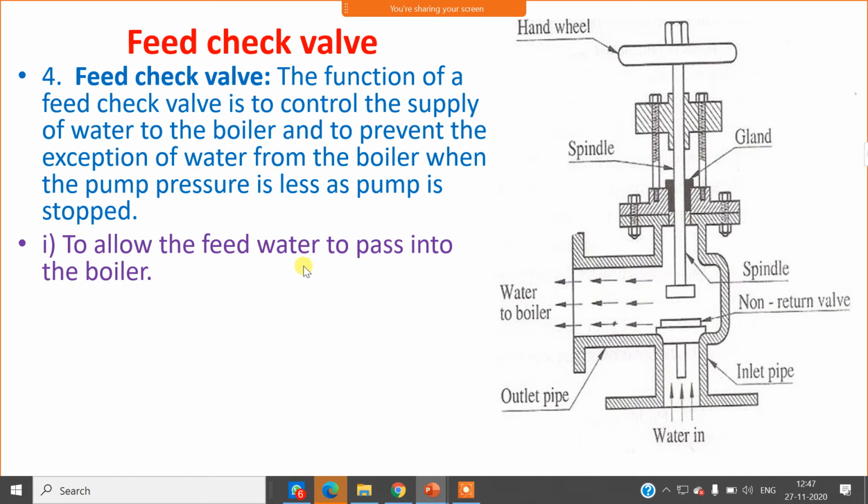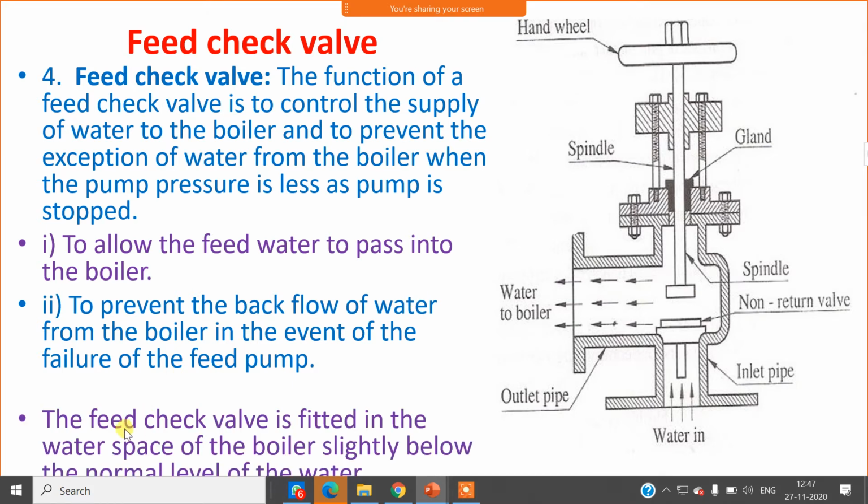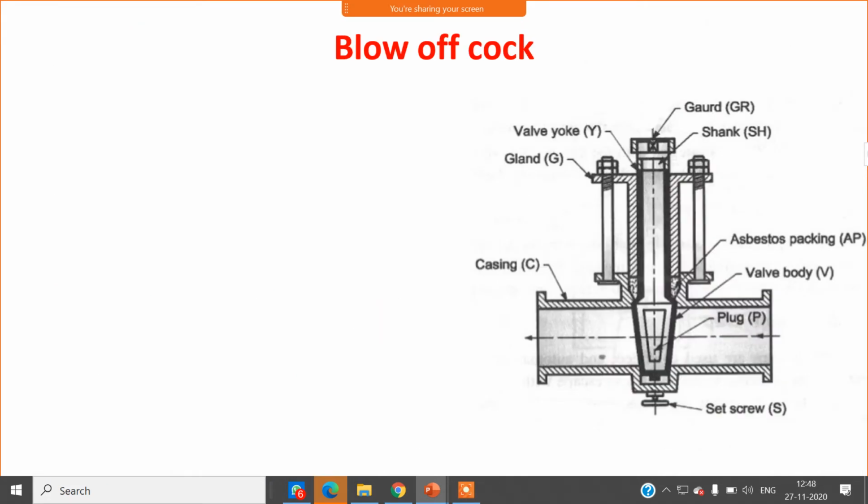It allows the feed water to pass into the boiler and prevents the backflow of water from the boiler in the event of failure of the feed pump. Suppose the feed pump has failed, it disallows the water from the boiler to escape. The feed check valve is fitted in the water space of the boiler, slightly below the normal water level of the boiler. Now, blow off cock.